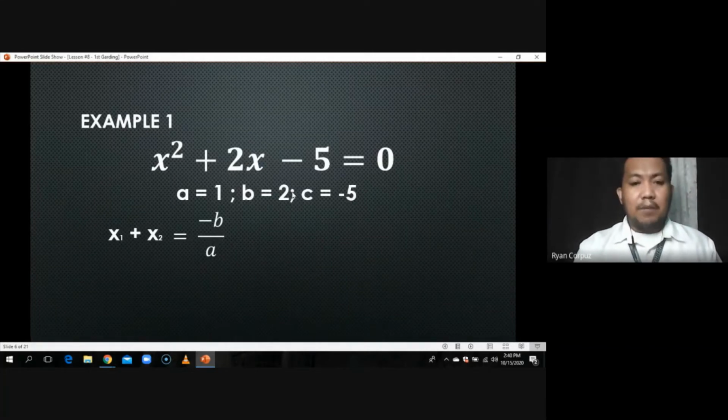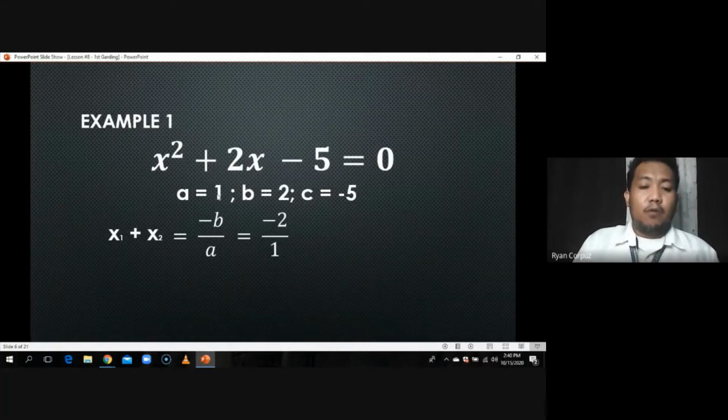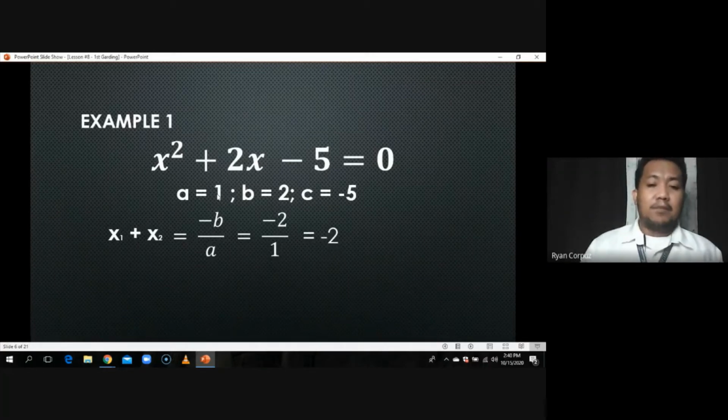The value of B here is 2. So negative of 2, we come up with negative 2 over the value of A, which is 1. So that we'll have negative 2 over 1 or negative 2 divided by 1. So we'll end up with the answer as negative 2. So that is the sum of the roots.